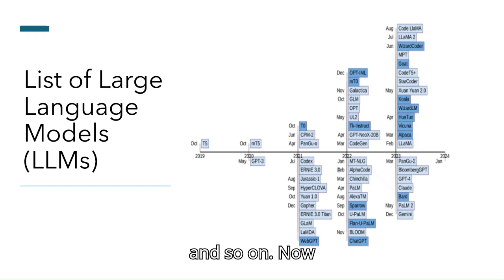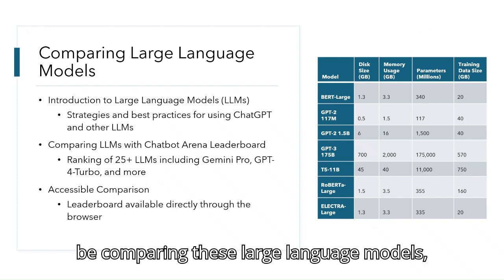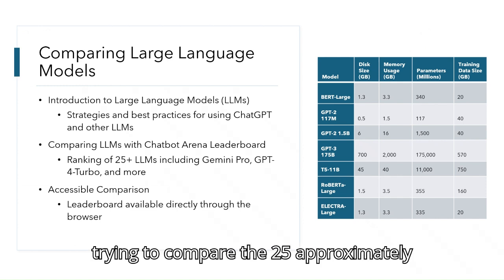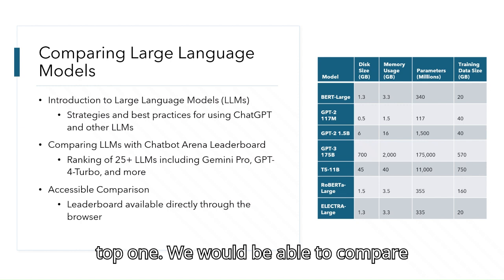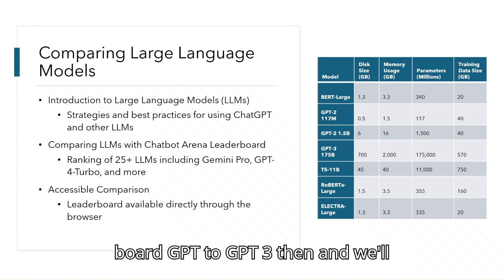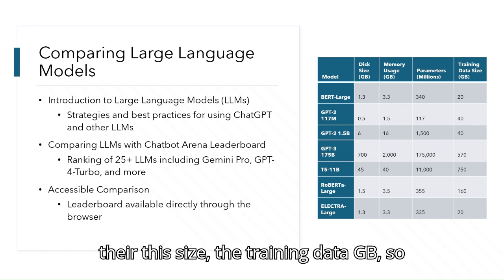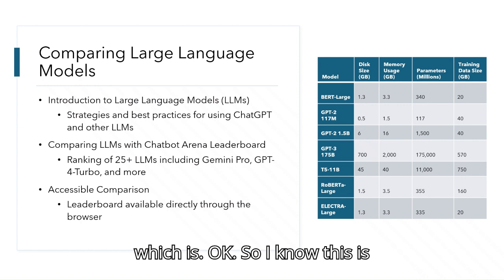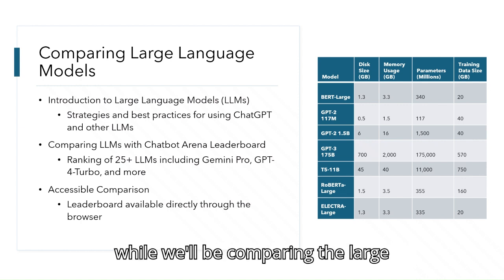Now in detail, we'll be comparing these large language models. If you want to compare approximately 25 of the top large language models, we would be able to compare BERT, GPT-2, GPT-3, and we'll be able to compare them based on their disk size and the training data in GB, which is something we would be focusing on while comparing the large language models.